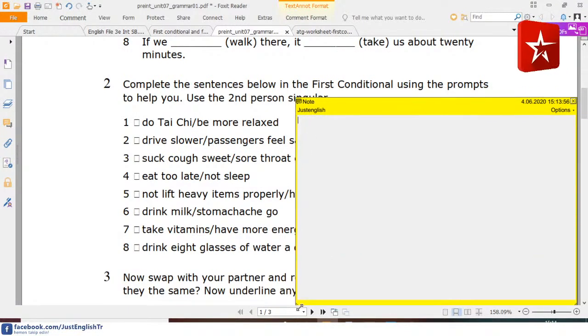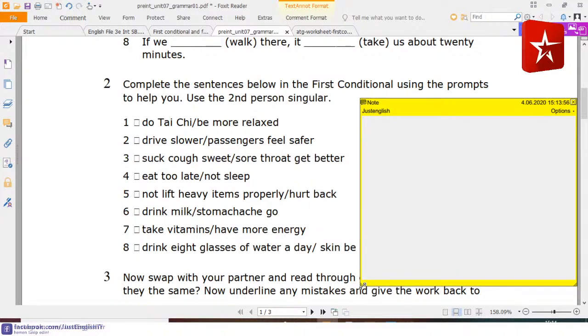How can we make the sentence for number 1? Yusuf says, if you do Tai Chi, you will be more relaxed. Okay, we will see. Yes, that is the correct answer. If you do, we have to use if, like the if clause. If you do Tai Chi, you will be relaxed.